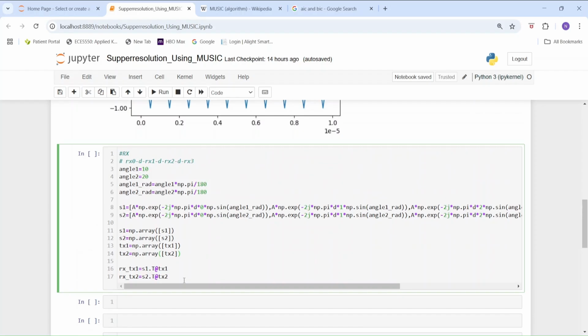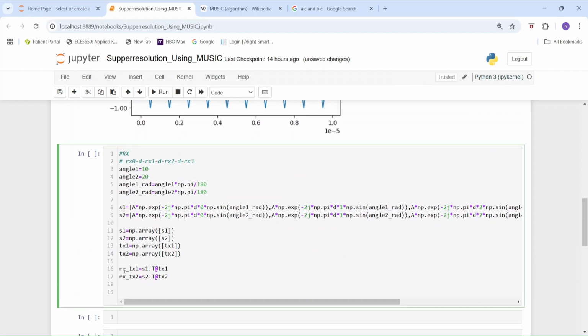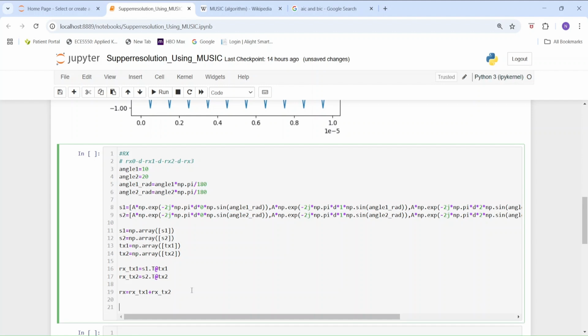So we have it right here, and these are two separate responses, right? One for tx1 and one for tx2. So the combined receive signal will look like, we're just going to add it, right? So rx for tx1 and rx for tx2. This is the combined response, and let's have a plot.